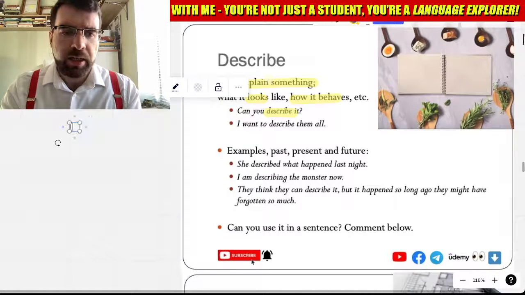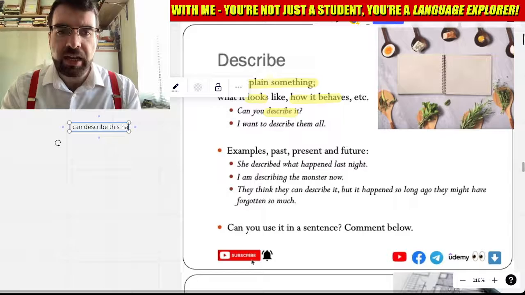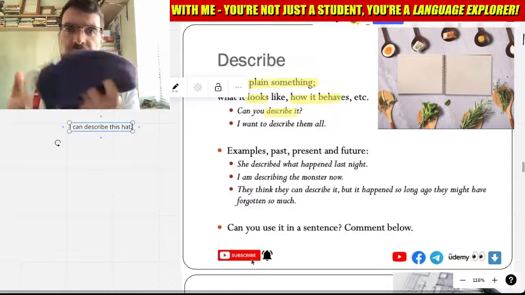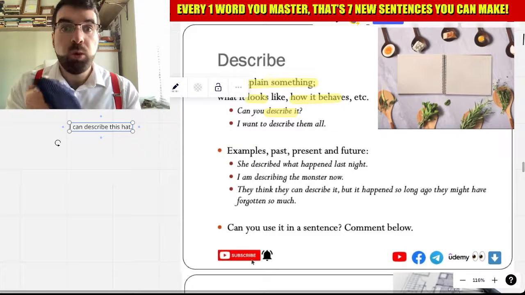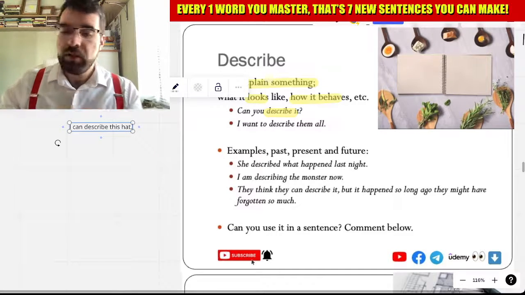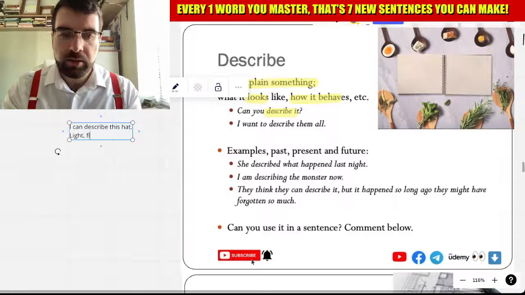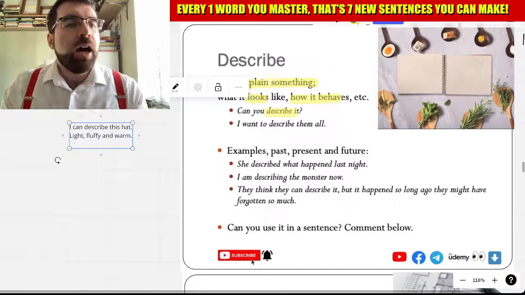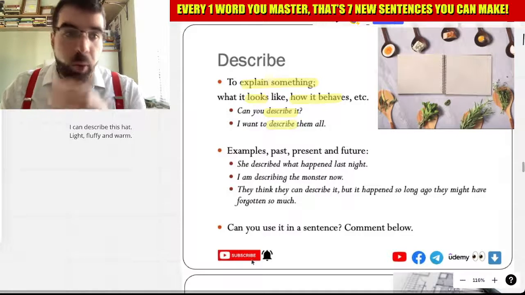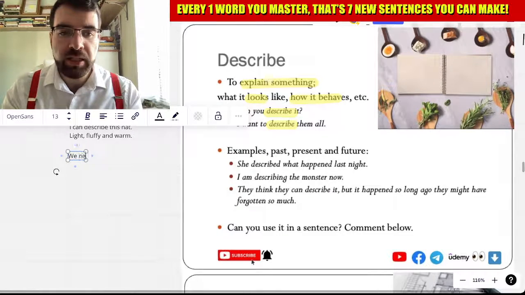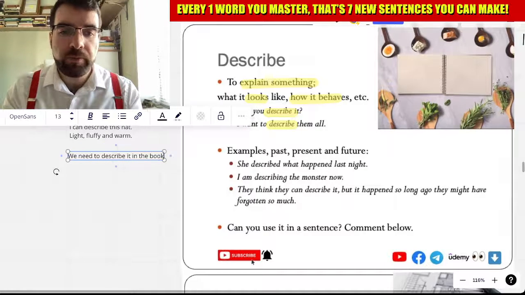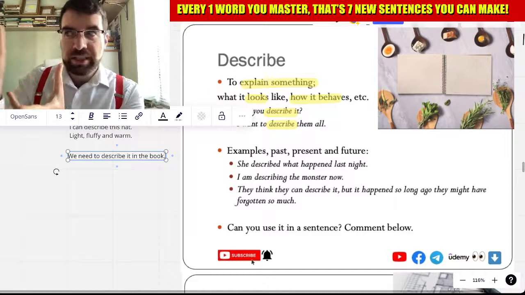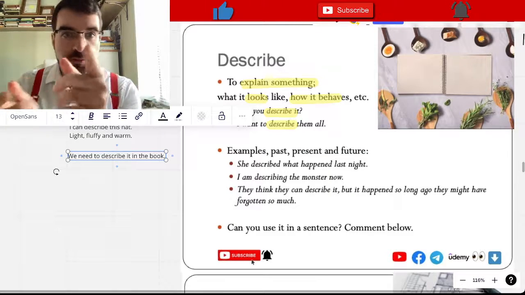Yeah, like, I can describe this hat. It's light, fluffy, and warm. Light, fluffy, and warm. Very good. I want to describe them all. Yes, we need to describe it in the book. We need to describe what we see in the book. Very important, yeah.